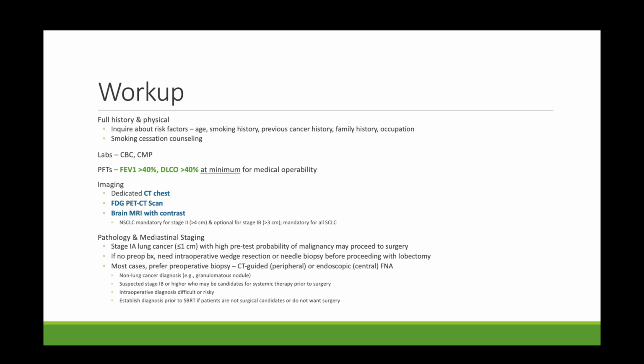PET scan has a very high sensitivity for the primary lung tumor. The sensitivity is around 96%, which means that it's good at ruling things out. So if the PET scan is negative, then that gives us a high likelihood that the tumor is probably not involved. The specificity is lower, around 79% for the primary tumor. And then PET scan is helpful for nodal staging. So if things light up on the PET scan, we are very concerned, but it definitely has a lower sensitivity and specificity, somewhere in the neighborhood of 80 to 85%.